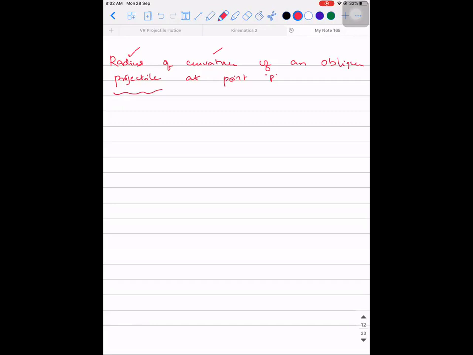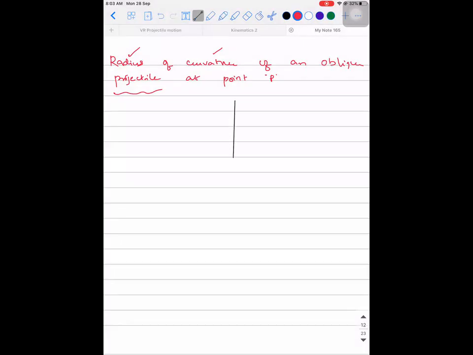Because there is no fixed point. Radius is defined like this. If you define a circle, how do you define it? It is a locus of all points which are equidistant from a fixed point, and the fixed point we call the center. Any point on the circle is at a fixed distance from the center, which is called the radius. But here, for a parabola, you don't have any fixed center, right? Then what exactly does radius of curvature mean?